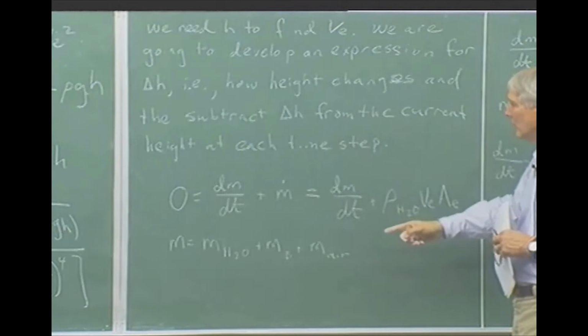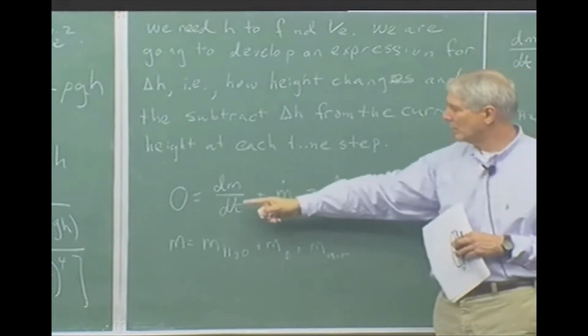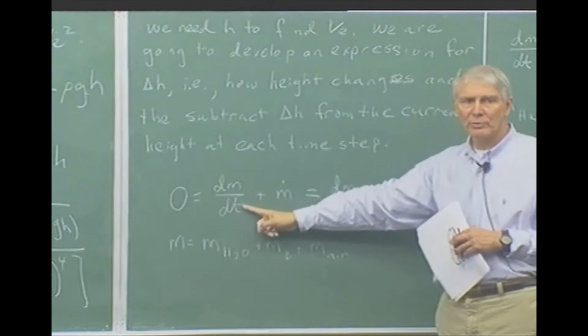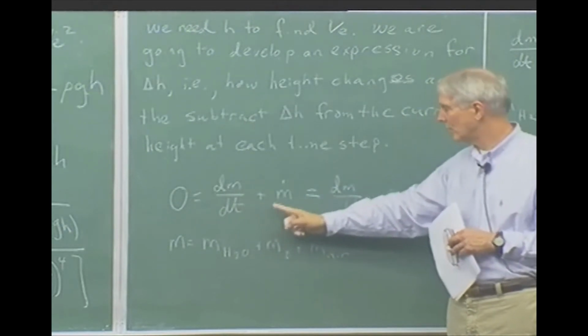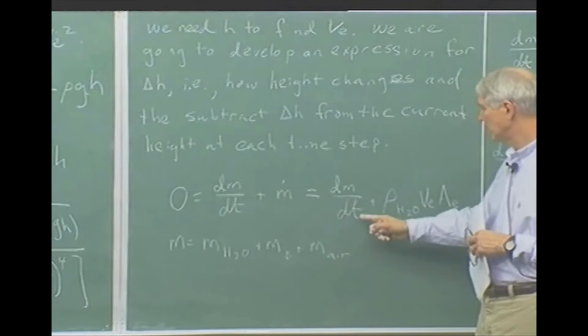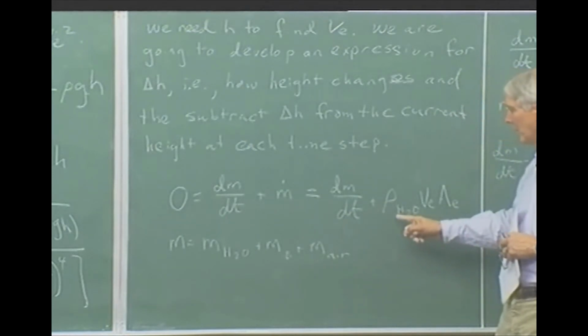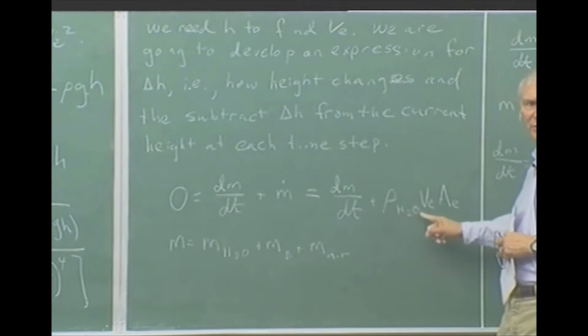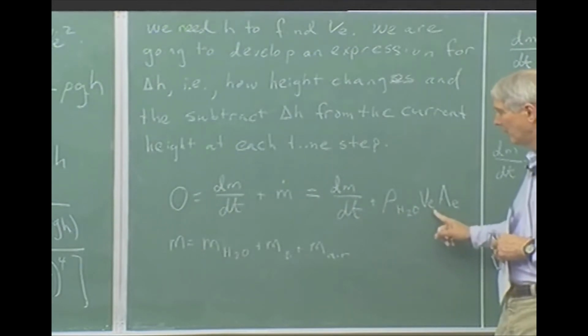All right, so we'll start here with our continuity equation. 0 equals dm/dt, the change of mass with respect to time inside our control volume, plus m dot. Well, the mass flow rate is rho of the water, the density of the water, times the velocity at the exit times the area of the exit.